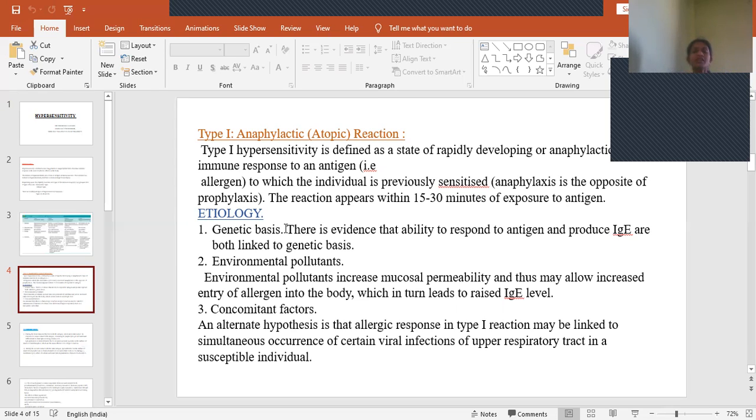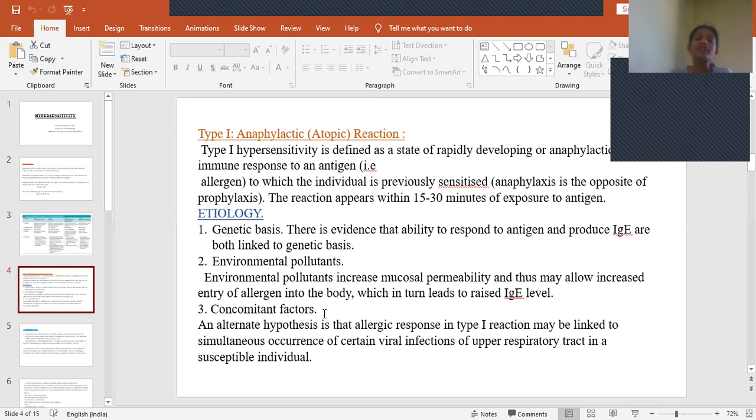Here also immunoglobulin E is produced, and then environmental pollutants. As I said, some people will be allergic to certain kinds of pollution like carbon smoke. What will these environmental pollutants do? They will increase the mucosal permeability. When there is increased mucosal permeability, it will allow increased entry of allergens into the body. Because of this, there is more chance of allergic substances entering the body, and so there will be increased production of immunoglobulin E.